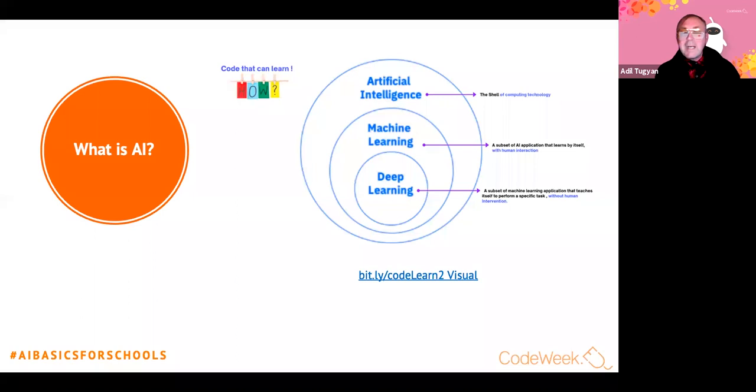And then in the 1950s, we had John McCarthy, who wrote the first coding language. And almost the same year, Alan Turing proved that a machine can think like humans. And now, in our pockets, in our houses, all around, we have artificial intelligence.